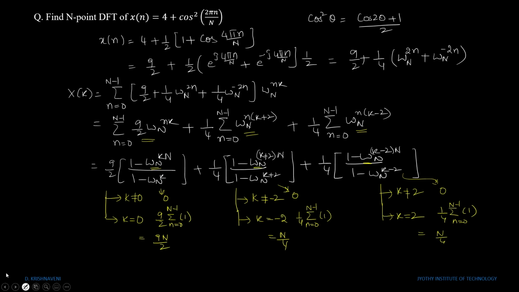So together, when we take X of k, it equals 9N by 2 when k equal to 0, that means delta of k, plus N by 4 when k equal to minus 2, so delta of k plus 2, plus N by 4 delta, this is occurring at k equal to 2, so delta of k minus 2. So this is the answer.